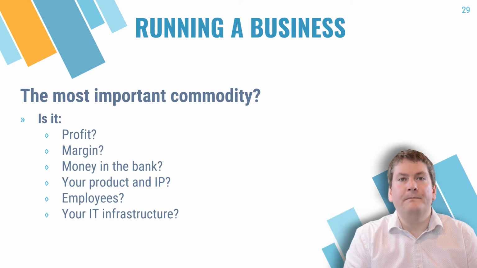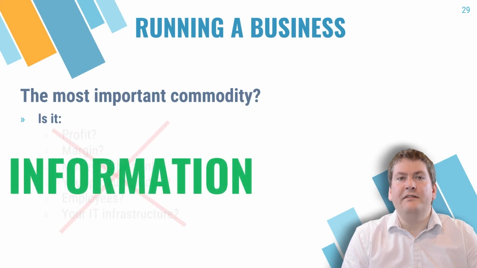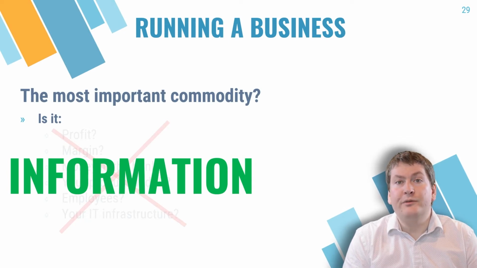And we're back. So what did you think the most important commodity is? Well, when we're talking about running a business and making business decisions, it's not any of these. Instead, the most important commodity for any business is information. Information is extremely important. Running a business is making decisions. For a business to be successful, it needs to make more correct decisions that benefit the business in the long term than incorrect or short-sighted decisions that hurt the business.